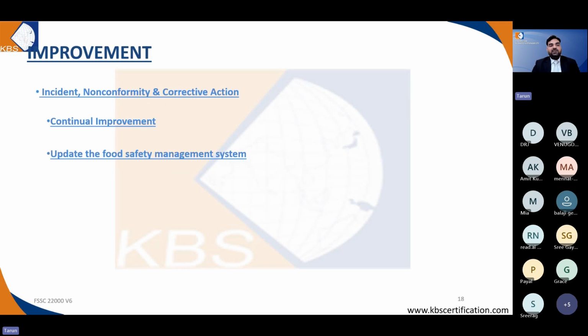If in case after the review meeting or after the audit, you're finding any incident, any non-conformities, you should take a corrective action so that it will be improved. And that improvement is considered as continual improvement. That means you are improving something. Then update the food safety management system timely. It is a requirement of the food safety management system. It requires updating from time to time.